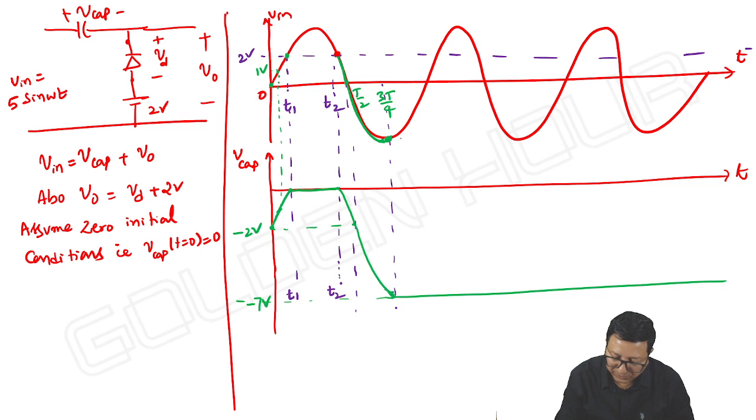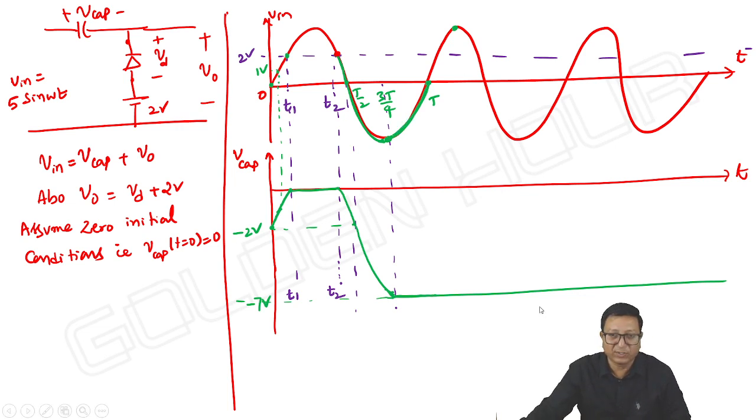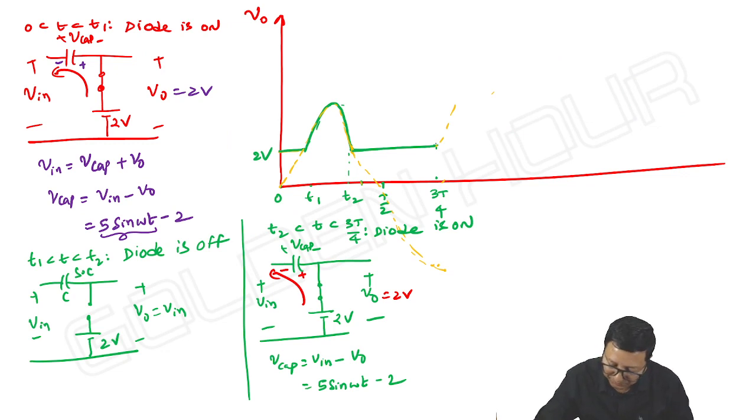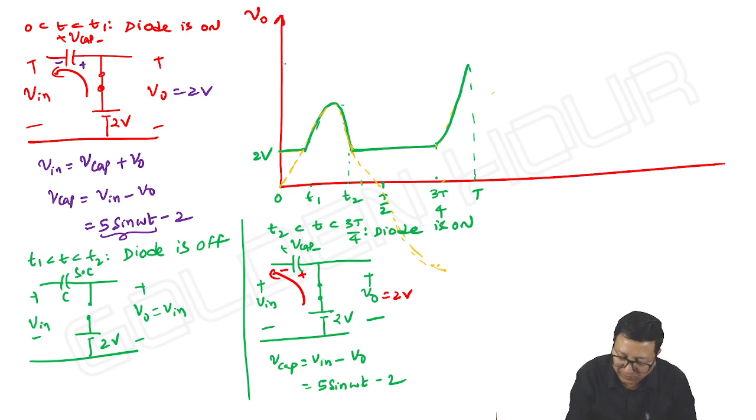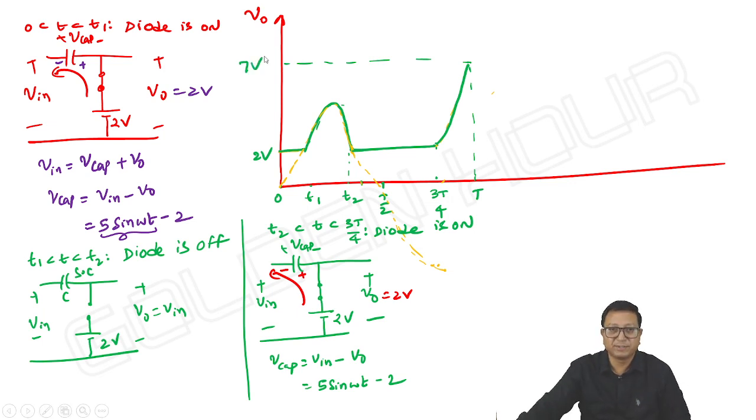From this point to this point, or this point you can take capital T, the input is rising by 5 and the capacitor is unable to charge or discharge. So whatever the rise you have in input, that entire rise can be seen across the output terminals, 5 volts like this. And further, at t equal to capital T, input is 0, output will be equal to 7 volts. That's the meaning of it.